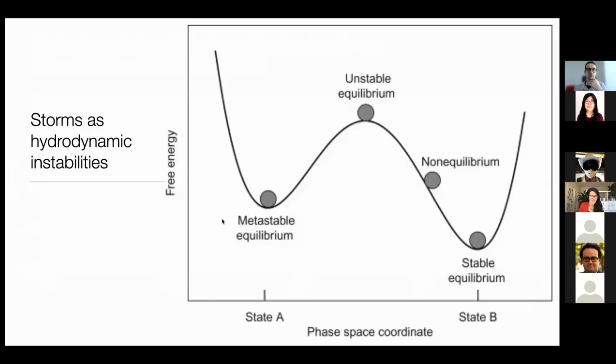Now, this is sort of my schematic to illustrate for you that atmospheric scientists, oceanographers often think of storm formation as that sort of hydrodynamic instability. So this is our classic physical system analog. We think of a marble, a bowling ball, some sort of mass, either in a valley or on a hilltop. And it could have an equilibrium position.